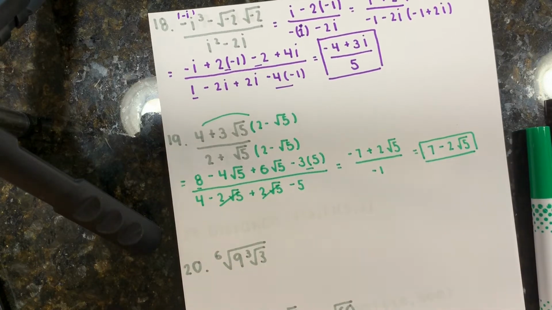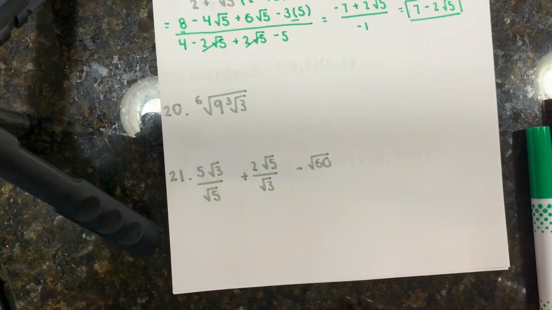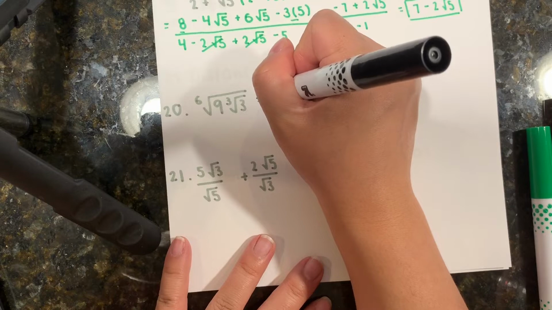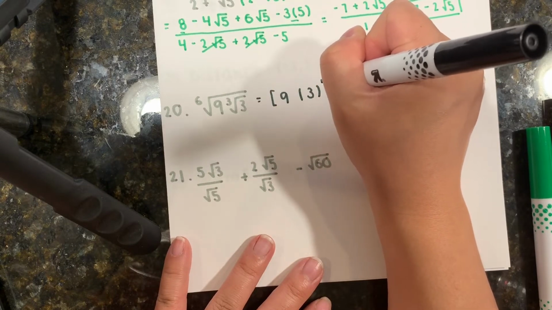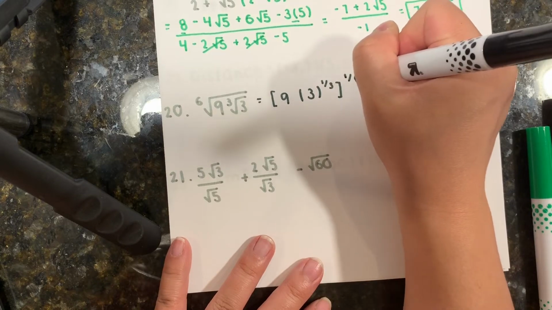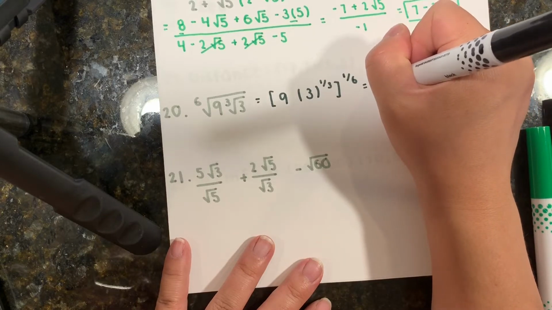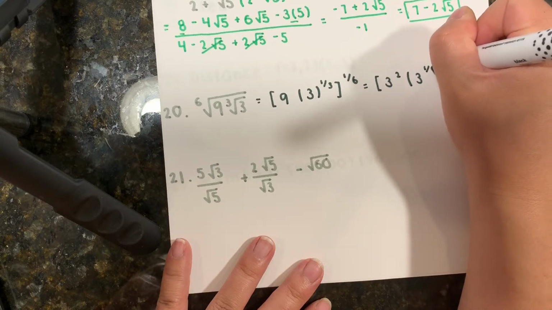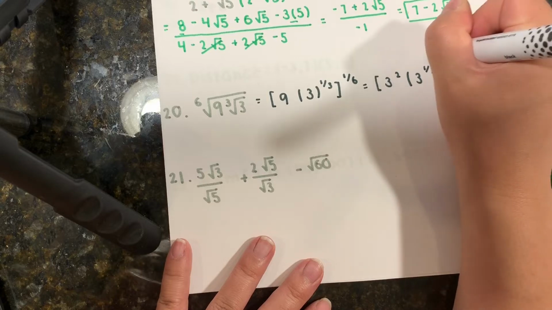Now for number 20, what I'm going to do is change this from this format into exponential format by making it into brackets. So this is going to be bracket 9 parentheses 3 to the power of 1/3, the whole thing to the power of 1/6. I'm going to change 9 so that it has a base of 3. So that would be 3 squared, 3 to the 1/3, the whole thing to the 1/6.